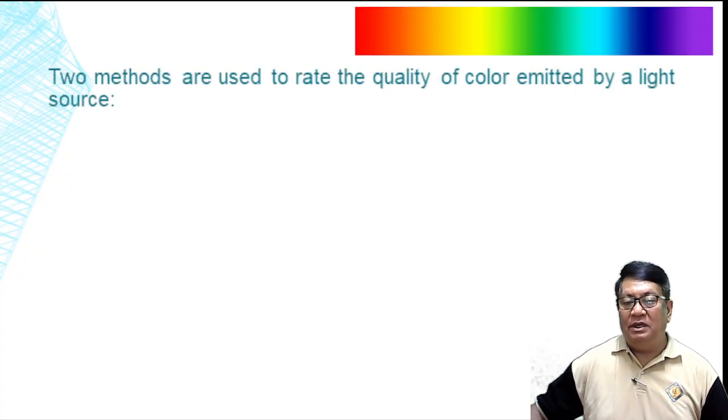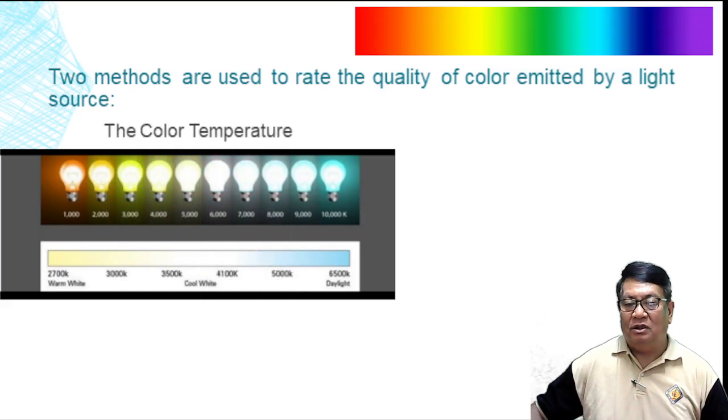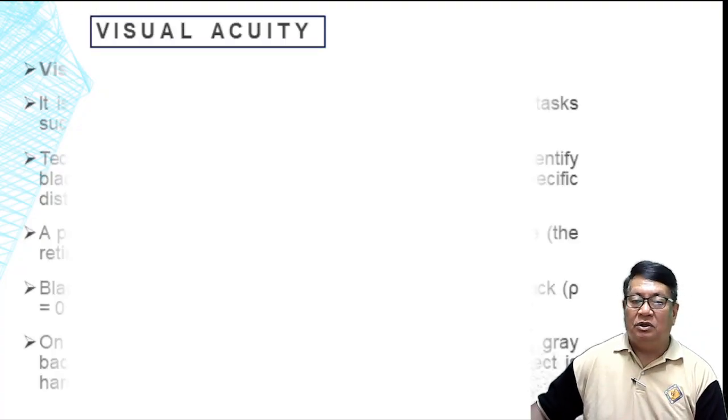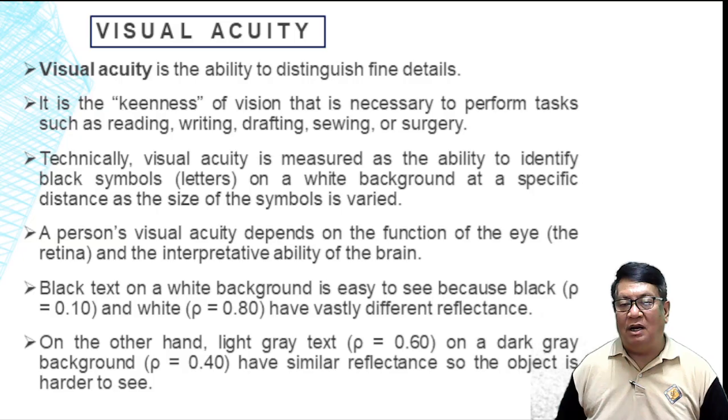So we have these two methods used to rate the quality of color: the color temperature and the color rendering index, or CRI. These are the two methods used to rate the quality of color emitted by a light source, for example lamps.